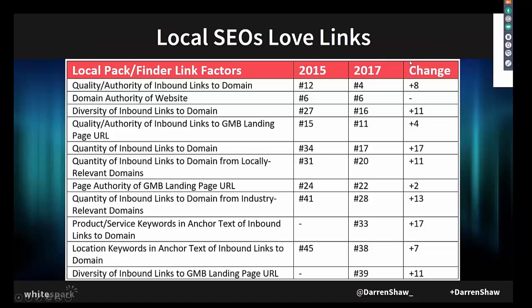Just look at the right-hand column where it says change. Look at all these pluses. Everything related to links, all of these individual link factors are up across the board, except for one, which stayed the same. So this is really a theme of this year's local search ranking factors. Local SEOs are seeing great benefit from localized link building or just general link building. The more links you can get to your website, the better it impacts your local search rankings.